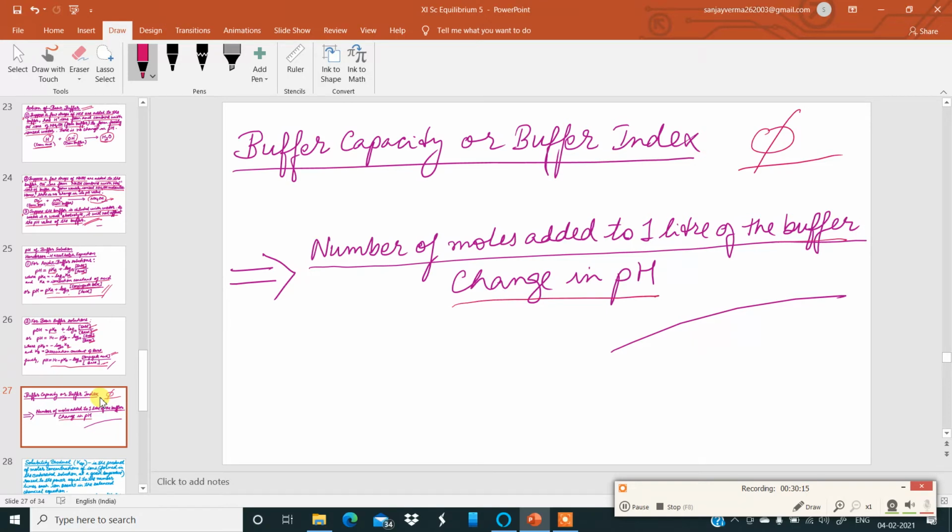So learn this also. I repeat once more. Buffer capacity is defined as the ratio of the number of moles of whatever you are adding, acid or base, to 1 liter of the buffer divided by the change in its pH. So that is how we get the capacity of the buffer. How much addition of an acid or a base it can hold while resisting the change in pH. That is called buffer capacity.